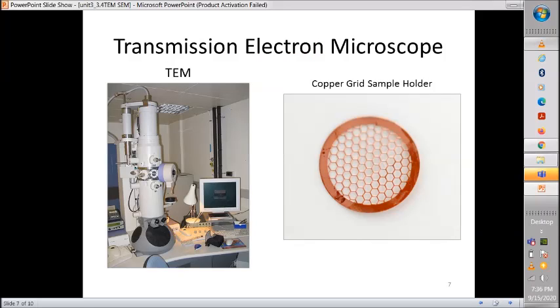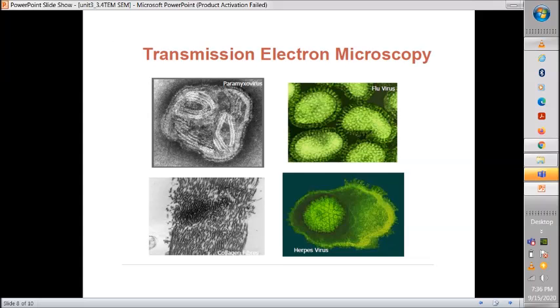Then this is the transmission electron microscopy picture, and the sample is placed using a sample holder. This is the copper grid sample holder through which we can place our sample. We place it within the transmission electron microscope, make the adjustments using the knobs, and everything is visualized on the computer monitor. And these are the images taken from transmission electron microscopy.